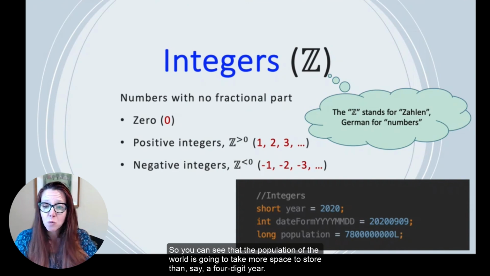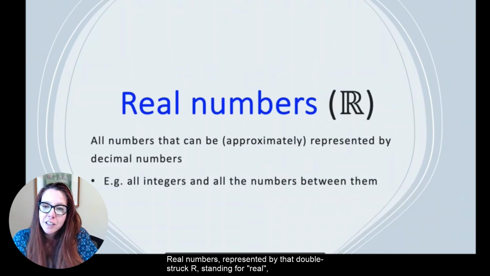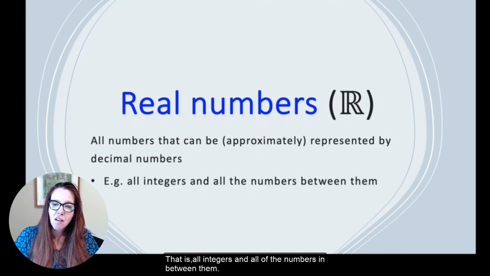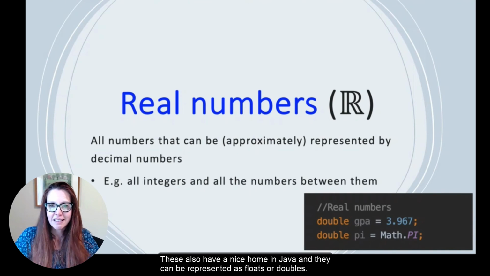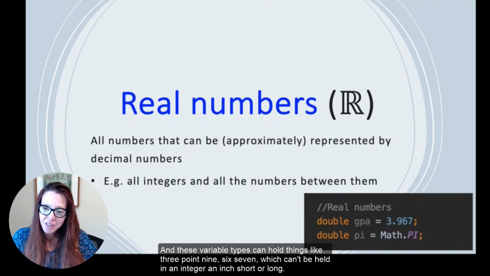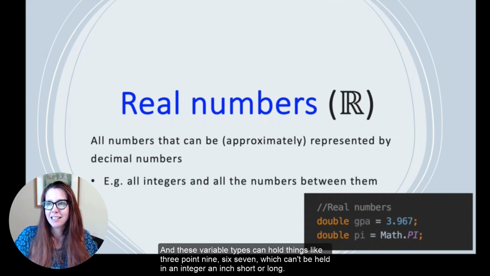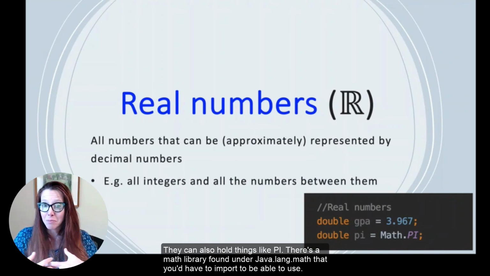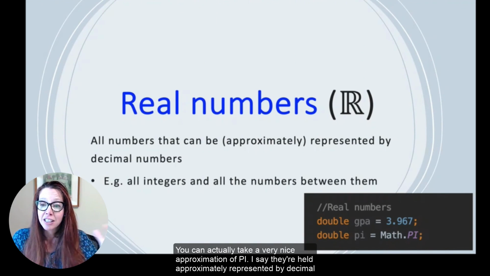So you can see that the population of the world is going to take more space to store than, say, a 4-digit year. Real numbers, represented by that double-struck R, standing for real, are all numbers that can be represented by decimal numbers, approximately. That is, all integers and all of the numbers in between them. These also have a nice home in Java, and they can be represented as floats or doubles. And these variable types can hold things like 3.967, which can't be held in an int, short or long. They can also hold things like pi. There's a math library found under java.lang.Math that you'd have to import to be able to use. You can actually take a very nice approximation of pi.